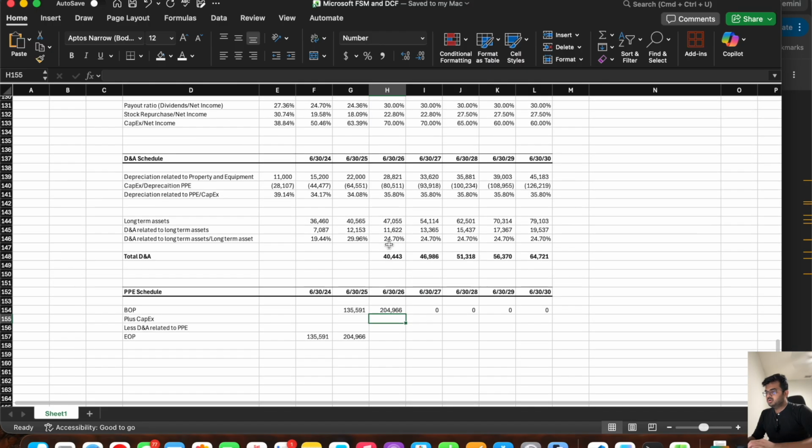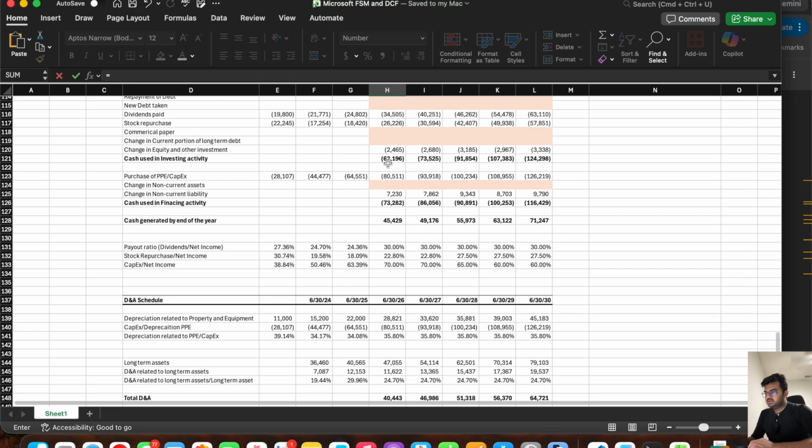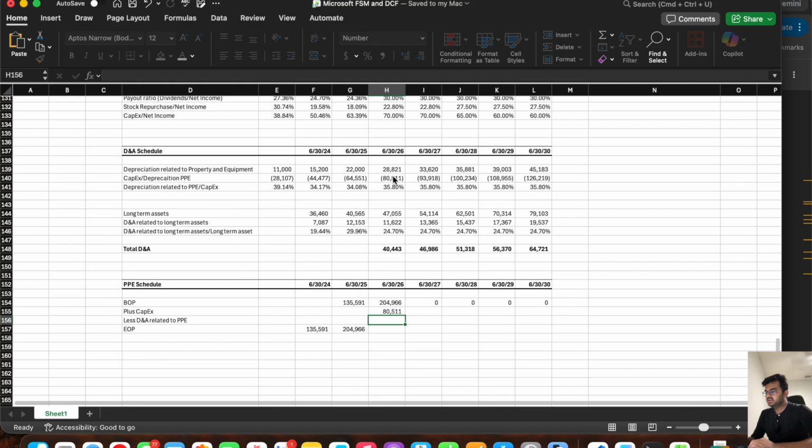Now we have already calculated what is a capex. So capex is nothing but this number, purchase of property, plant, equipment / capex. But note, in the cash flow statement it is a negative because cash is going out of company. Indeed, that's how it should be. But while we do the PP schedule, it should be positive because we are adding that to the property, plant, equipment. So I'm going to add one negative and get that number.